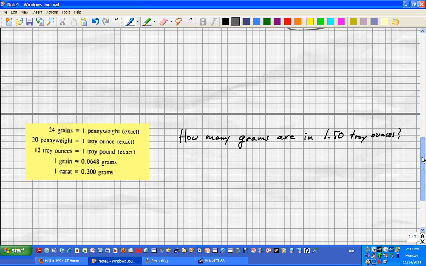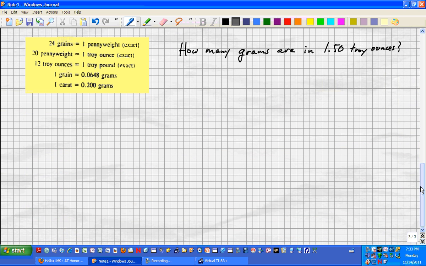Let's try one that's a bit more complicated. I don't know how many grams are in 1.50 troy ounces. So again, I'm going to shortcut this a bit. Well, you know what? I'm just going to go ahead and do the full-blown guess method. Forget it. My given is 1.50 troy ounces. I'm going to abbreviate a little bit. My unknown is grams, question mark, grams. I've got a list of equalities over here that I'm going to pull from and make into conversion factors.